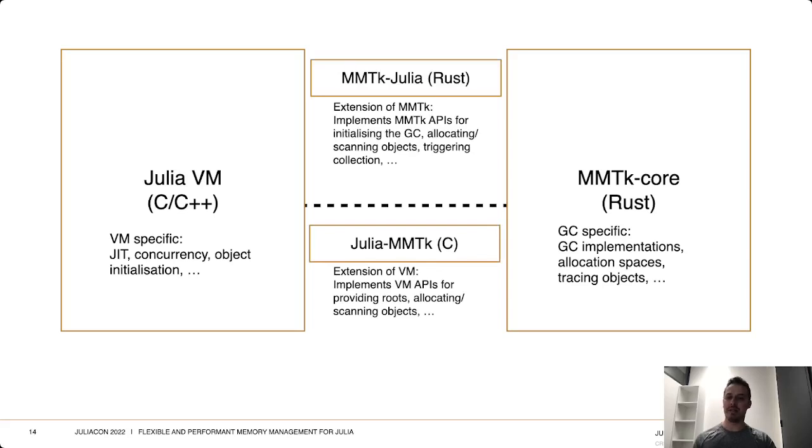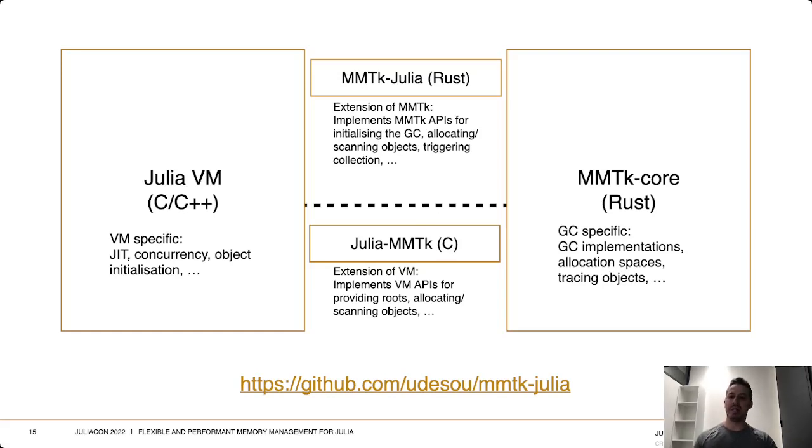Then, to implement the binding, you need to implement two different artifacts, which are thin layers connecting the VM and MMTk core. One is an extension of MMTk core itself, which implements its APIs for initializing the GC, allocating and scanning objects, triggering a GC, etc. The other is an extension of the VM itself, in this case Julia, and it's usually implemented in the same language as the VM. It contains code for implementing some of the VM APIs for providing roots, allocating and scanning objects, GC synchronization, etc.